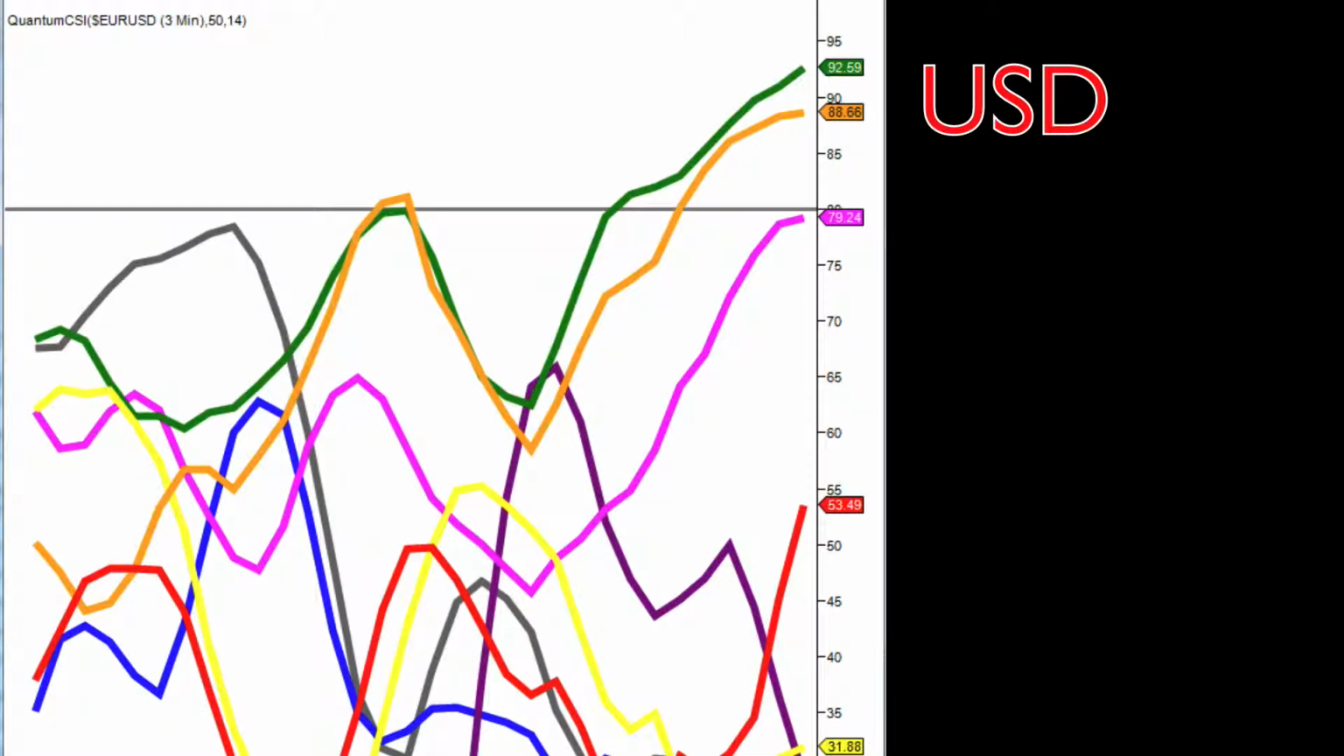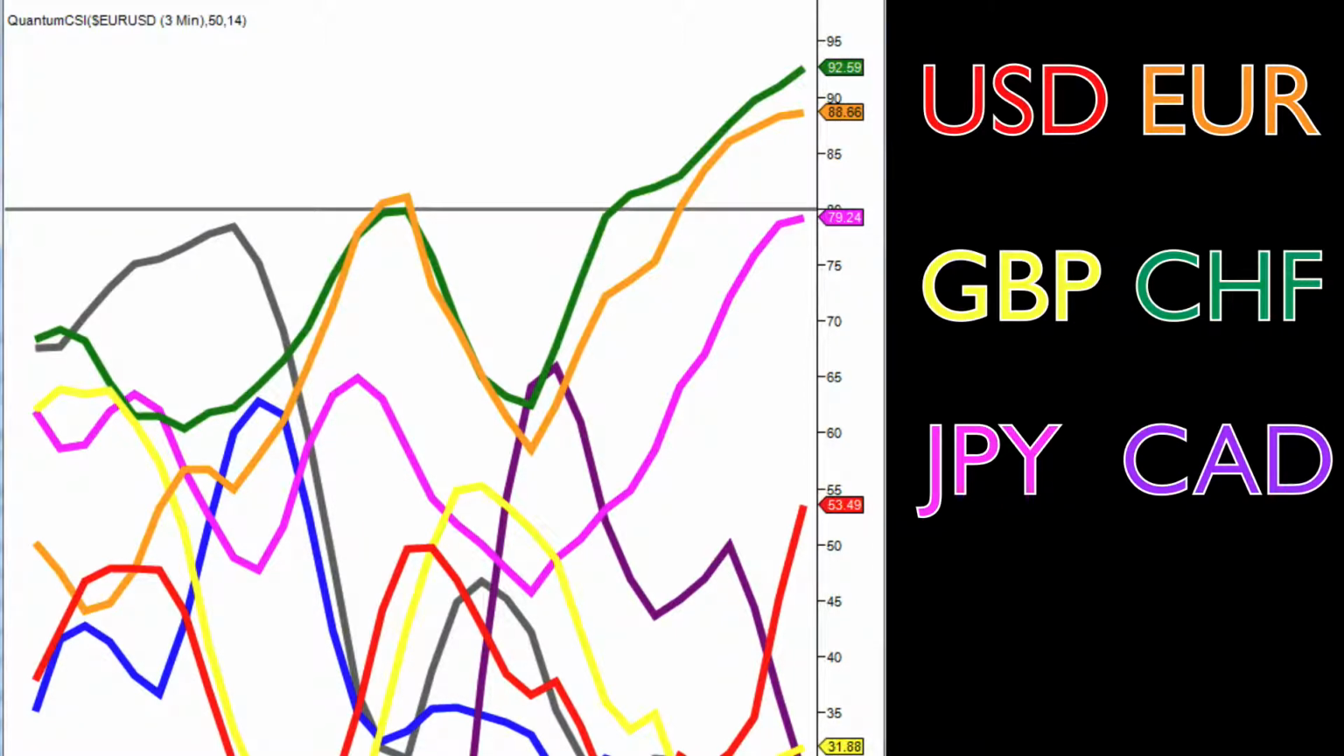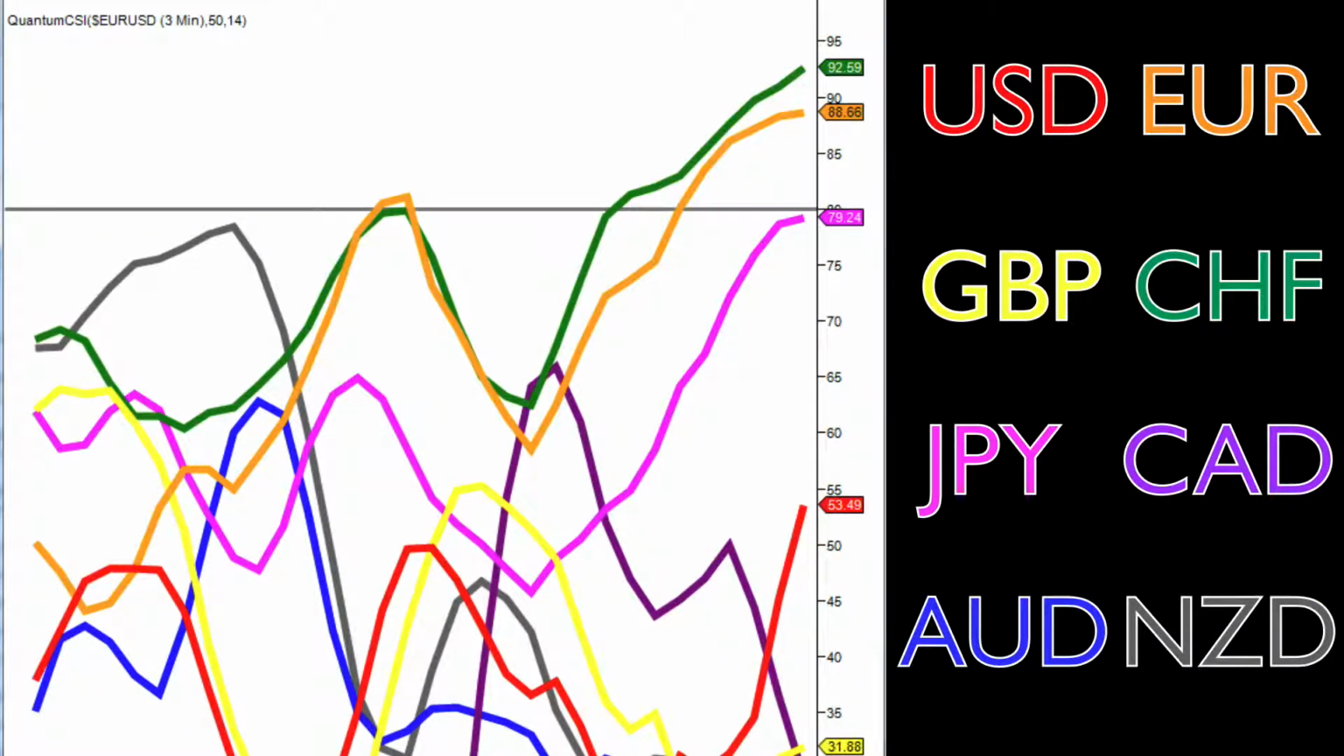The US dollar is shown in red, the euro in orange, the British pound in yellow, the Swiss franc in green, the Japanese yen in pink, the Canadian dollar in purple, the Australian dollar in blue, and finally the New Zealand dollar in grey. Whilst this concept of isolating each currency on the indicator is simple, its use is sophisticated and one which you can apply in a variety of ways.